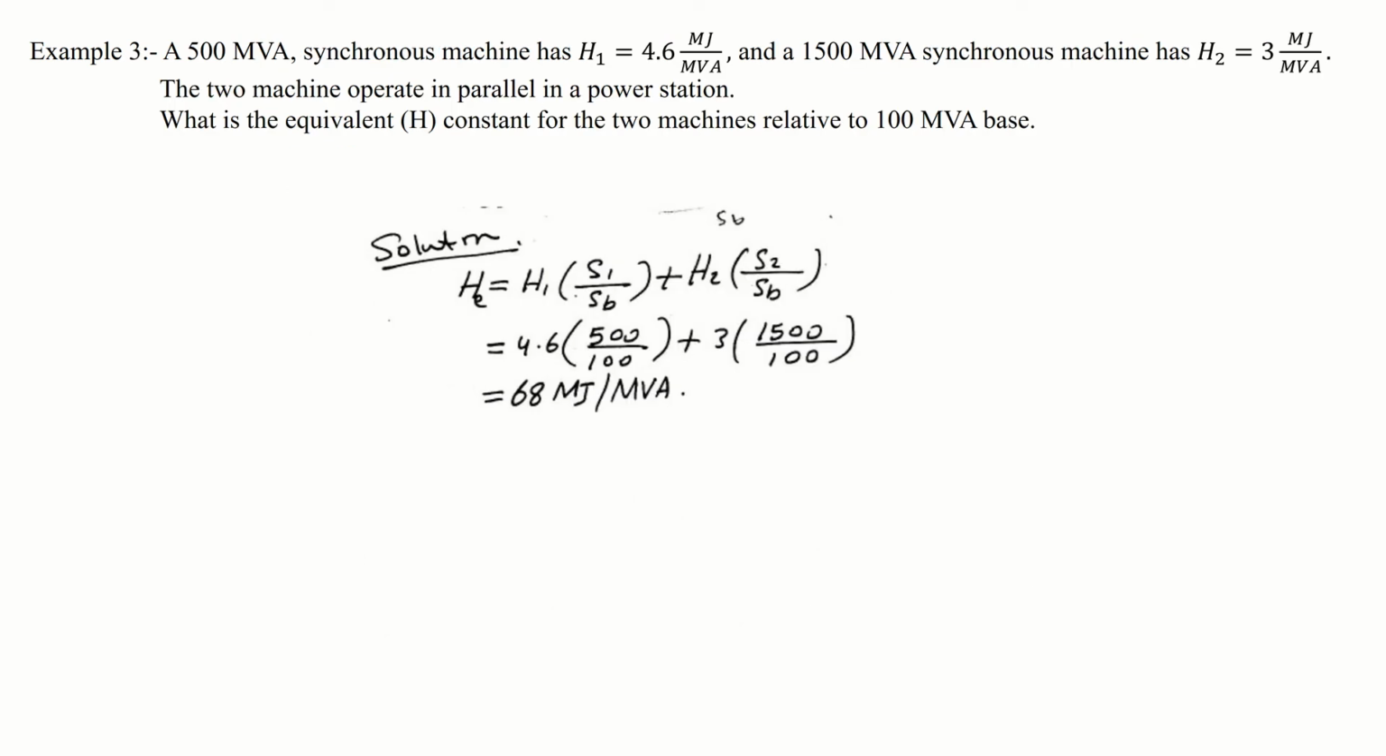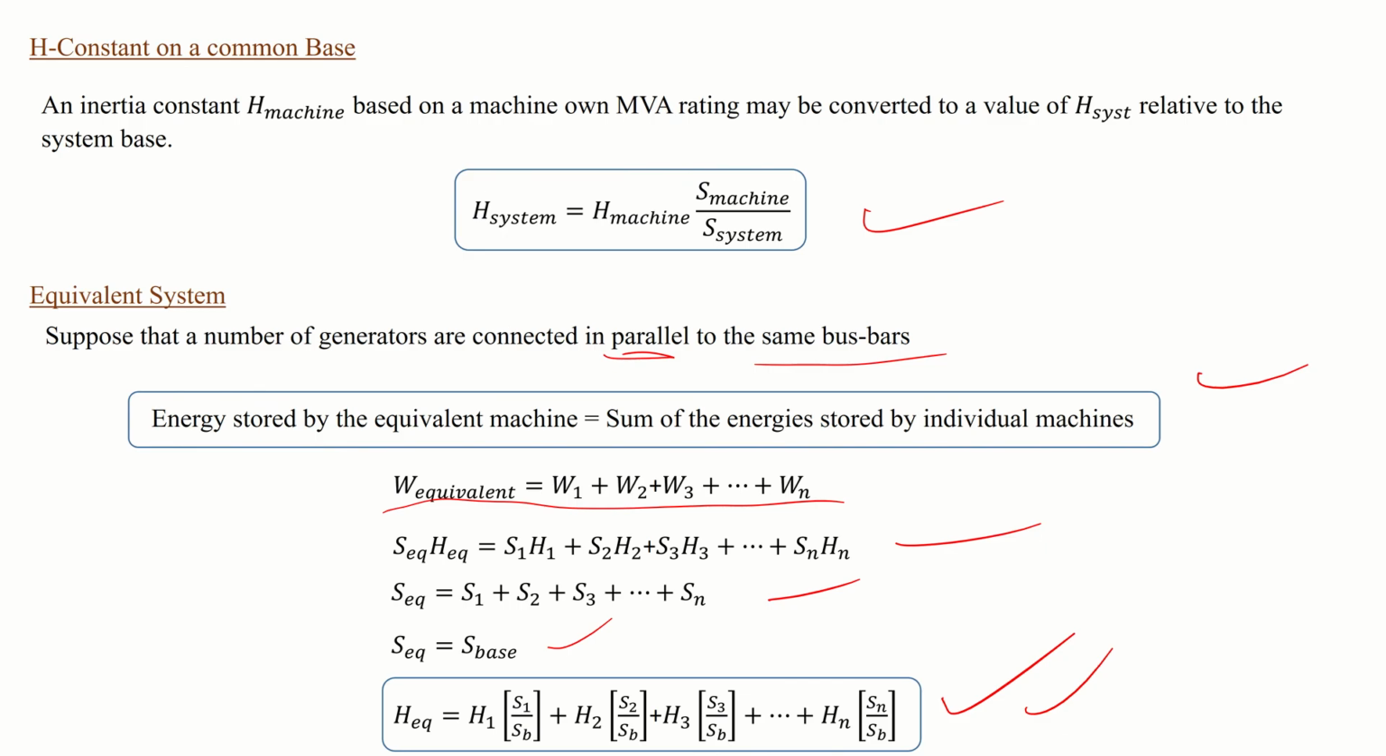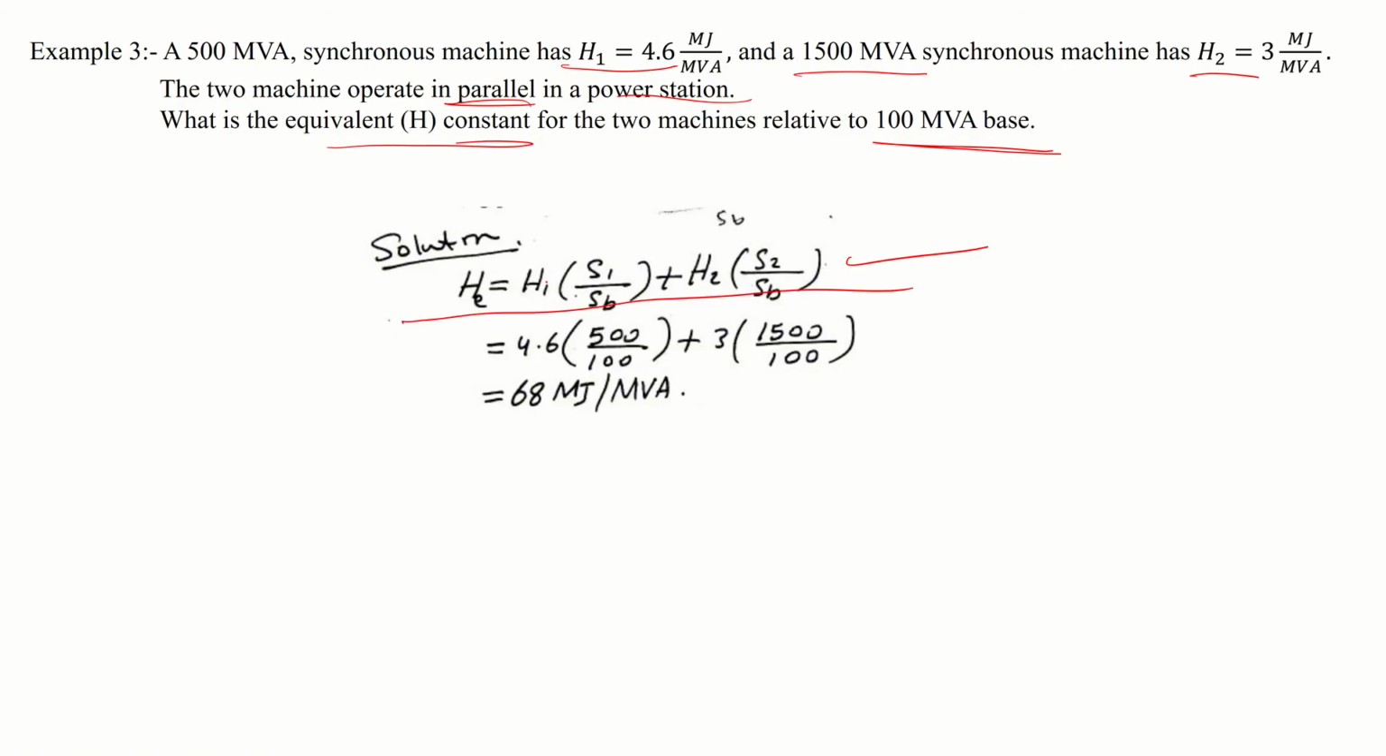In the second example, we have a 500 megavolt ampere synchronous machine with H1 and a 150 megavolt ampere machine with H2, and the two machines operate in parallel in a power station. What is the H equivalent? We have the formula, and the base is 100 megavolt ampere. So we apply the equivalent equation as I told you. For the first machine we have H1 of 4.6 and S1 of 500. For the second one we have H2 of 3 and S2 of 150, and the base is 100.